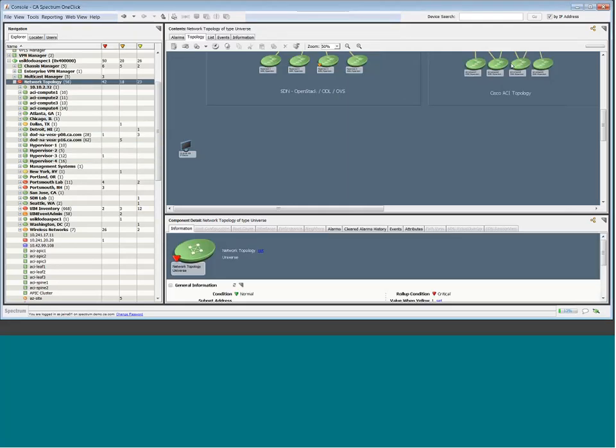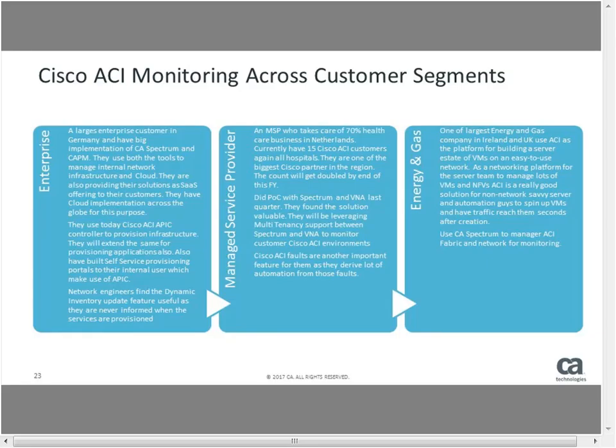With that, I come to an end of my presentation, and I'll quickly go through the roadmap slide now.